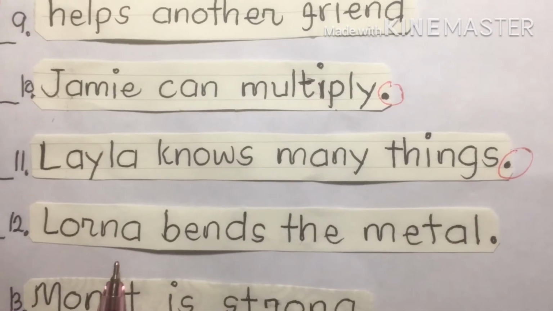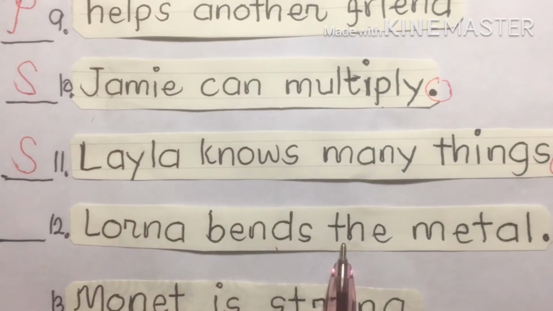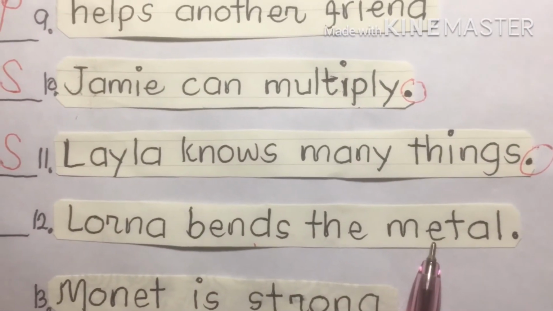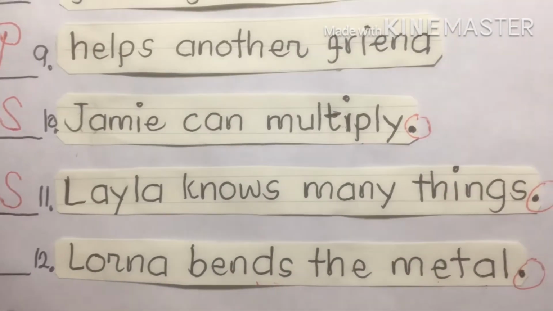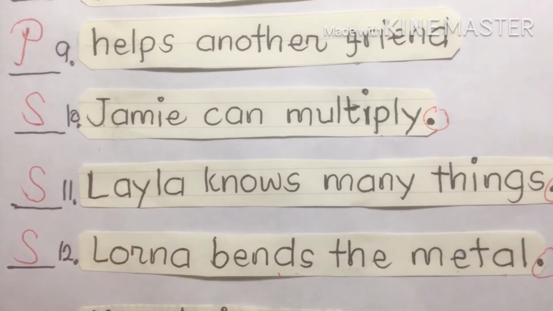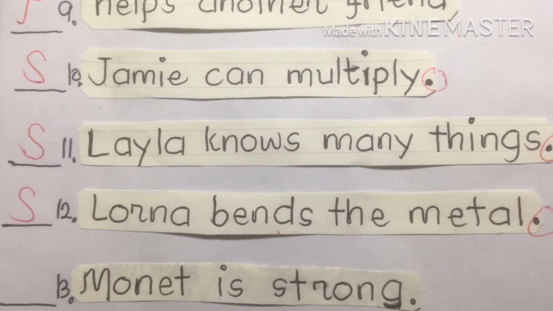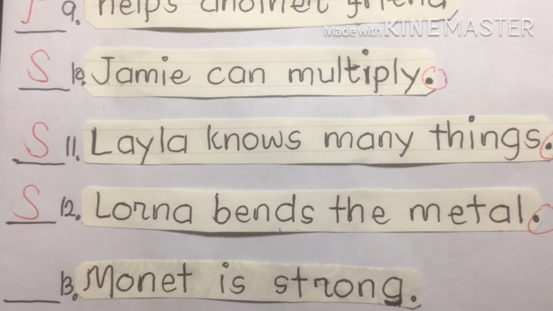12. Lorna bends the metal. Okay, who bends the metal? It's Lorna. That is very good. This is actually a sentence. It expresses a complete idea or sentence. Okay?